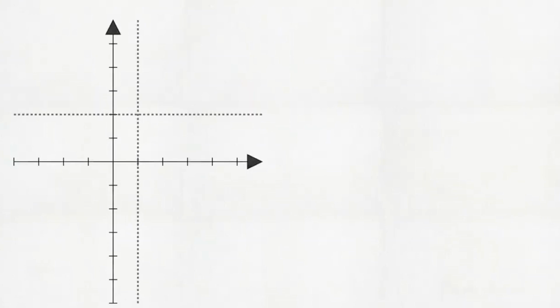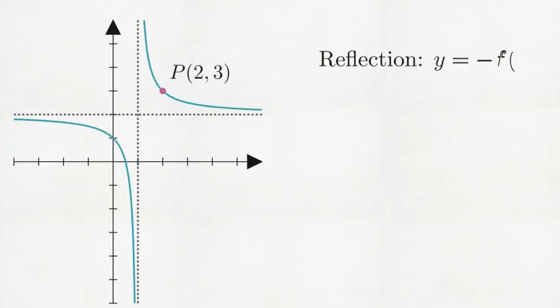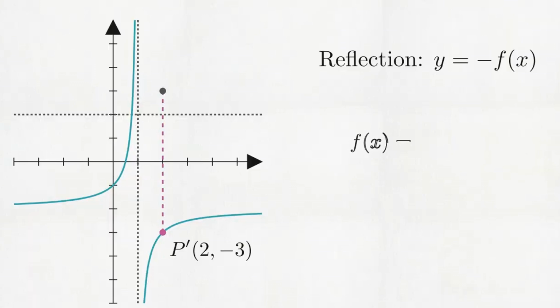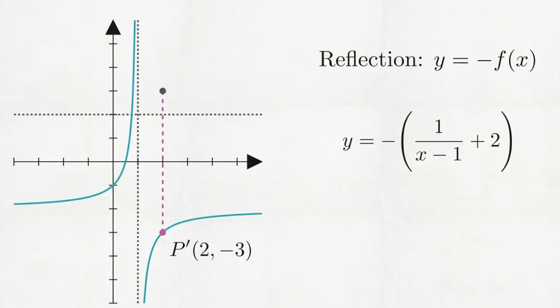The rule for an x-axis reflection dictates that y equals negative f of x. Visually, the entire curve flips downward across the axis. If we track our specific reference point, P(2, 3) mirrors directly down to become P'(2, negative 3). To match this geometric drop algebraically, we negate the entire baseline equation.